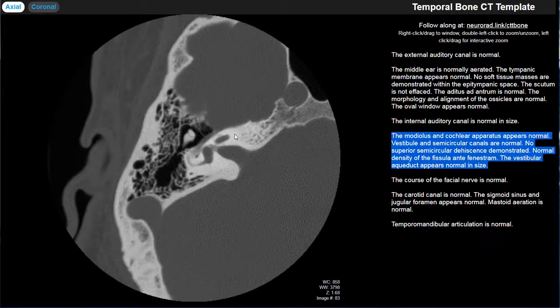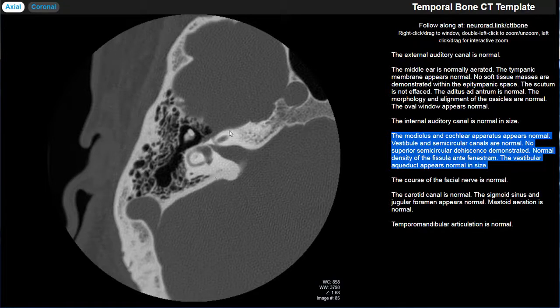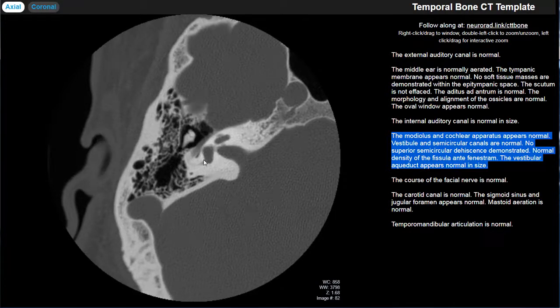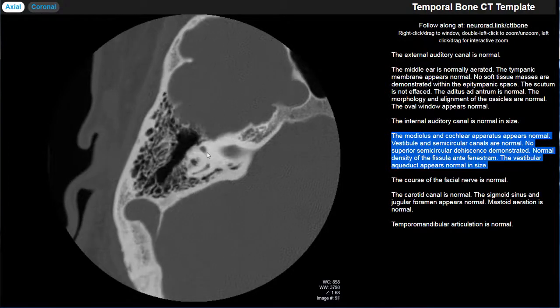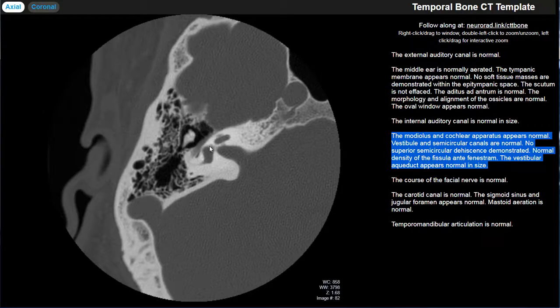So the inner ear is surrounded by the otic capsule, which is basically the really dense bone of the petrous temporal bone surrounding all the inner ear structures. Within the otic capsule are the labyrinthine structures. Now the big structures are the cochlea, the semicircular canals, and the vestibule. And those are the things that I comment on.